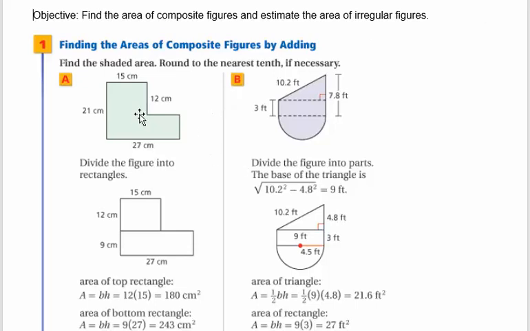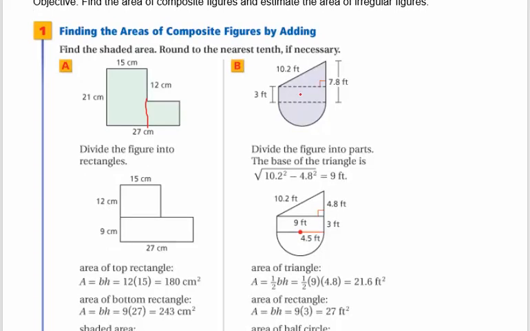Composite just means that you have two or more figures put together. Sometimes it's two rectangles put together, such as in this one. We could think about this as being either divided here into two rectangles or divided this way into two rectangles. Sometimes when you divide it, you have to figure the length or width that is missing.